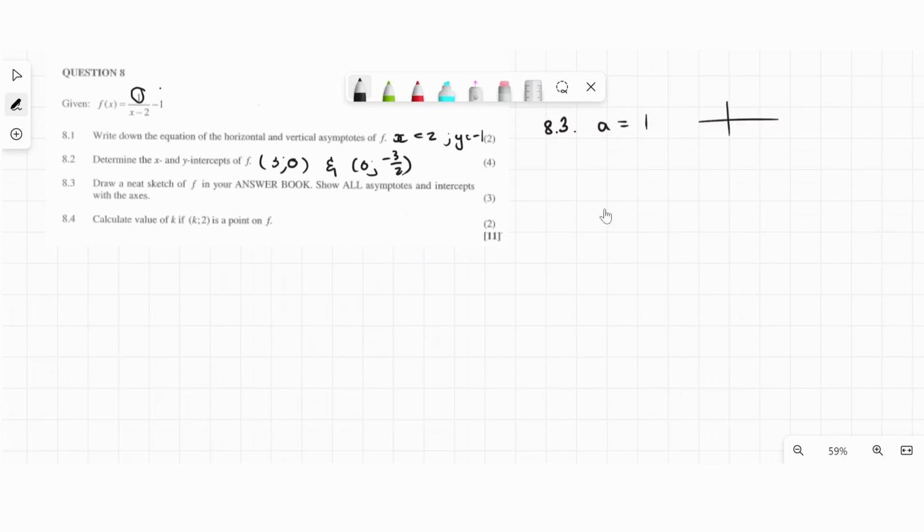How do you know the shape? If a is positive, which is greater than 0, our graph is going to be in the first and third quadrant. That matters when we sketch the graph. So since we have our a, we have our asymptotes and the intercepts. Let's sketch the graph now.